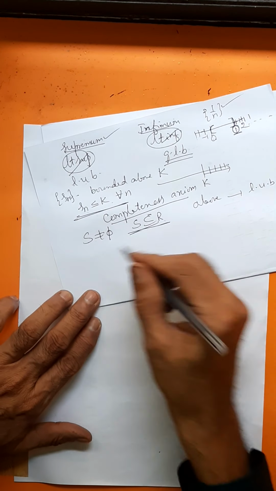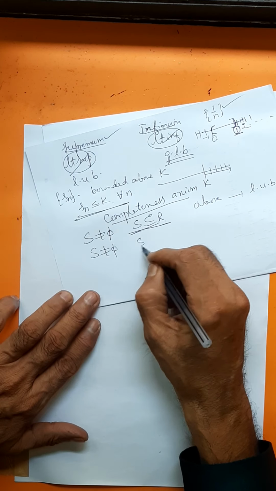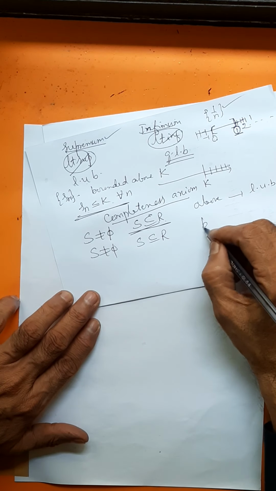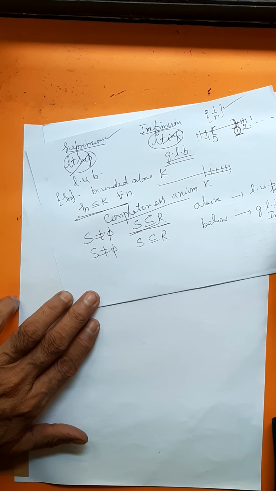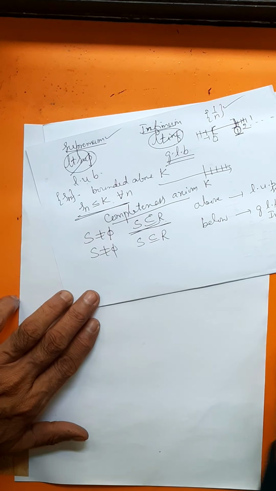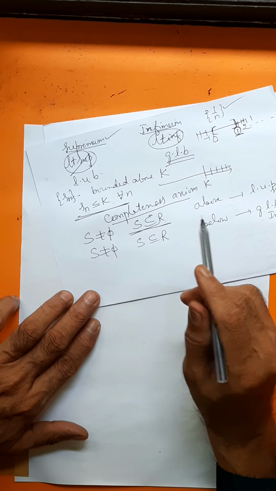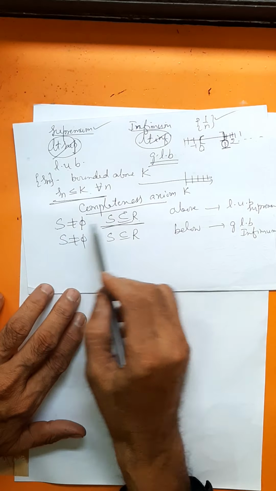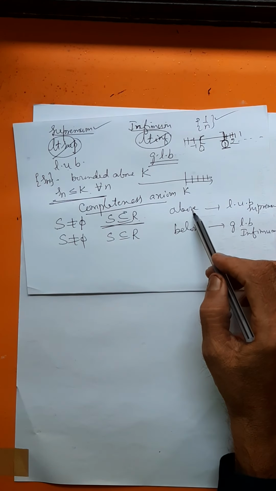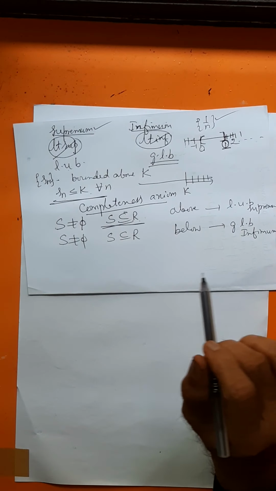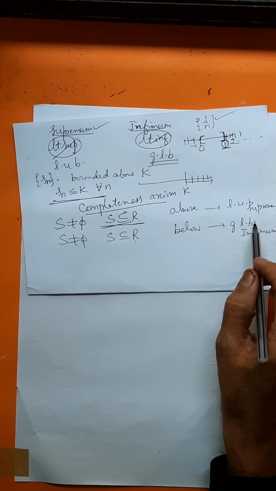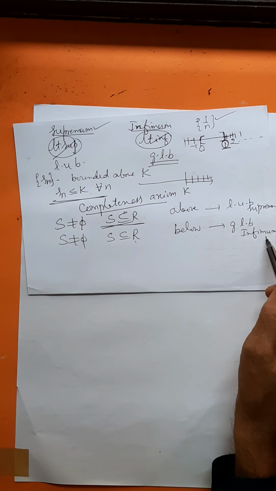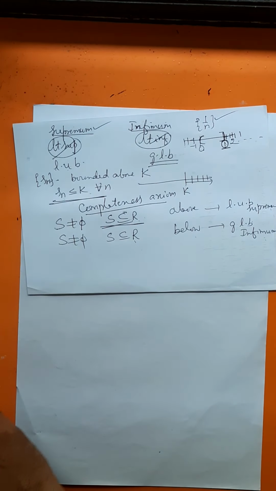Similarly, every non-empty subset of real numbers which is bounded below has a greatest lower bound, that is infimum. Least upper bound is supremum. I repeat, completeness axiom is stated as: every non-empty subset of real numbers which is bounded above has a least upper bound. Every non-empty subset of real numbers which is bounded below has a greatest lower bound, that is supremum and infimum. This is completeness axiom.